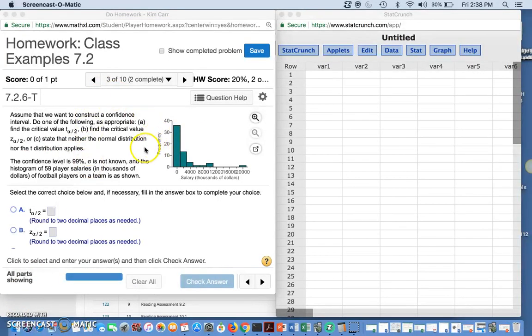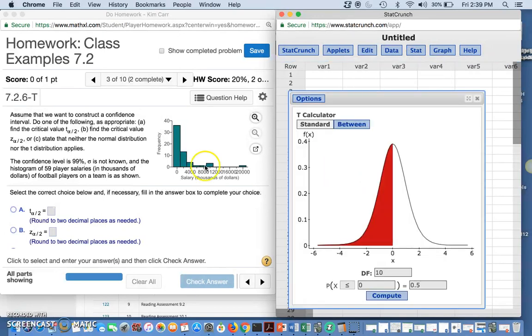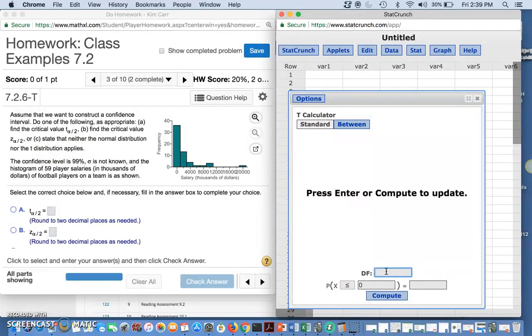Okay, as we just said, we need to figure out whether sigma is known or not. Assume that we want to construct the confidence interval. You're either going to find the t value or the critical value, or you'll state neither here. We've got a confidence level of 99% and sigma is not known. Since sigma is not known, what do we want to use? We want to use the t. So we're going to go over to stat, we'll go to calculator, and we'll pick up the t. With t, you need to know what? The degrees of freedom. If you had a sample of 59, then your degrees of freedom would be 58.